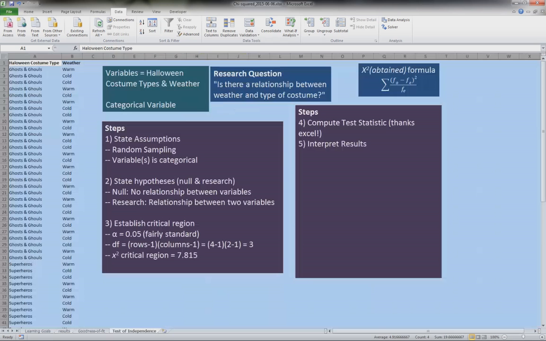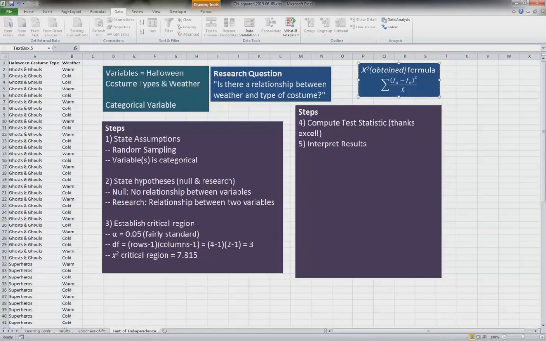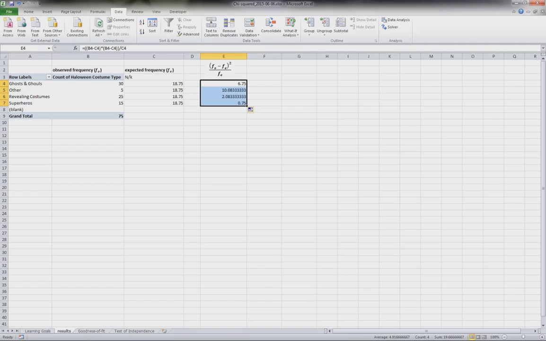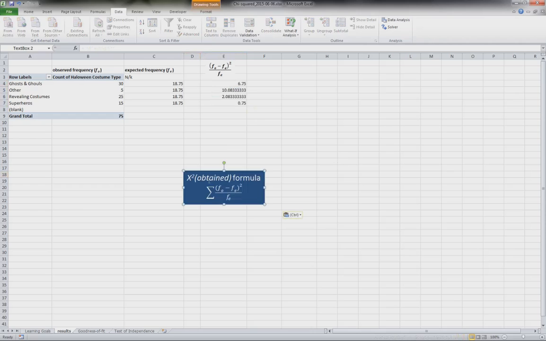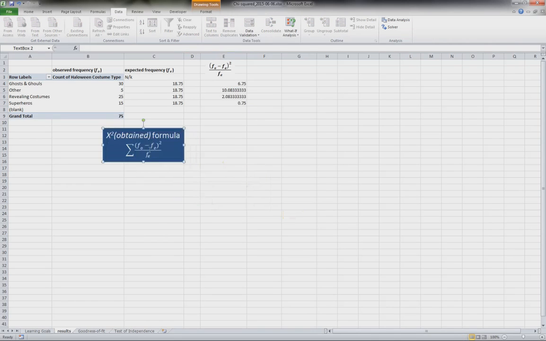Now if I go back here, we need to get this formula here. So we have our chi-squared obtained formula, which is the sum of all of these, right? And so now what we can do is sum all of these scores, and that will give us our chi-squared obtained value of 19.66666, right? So now what we do is we compare that 19.66 to our critical region, right?